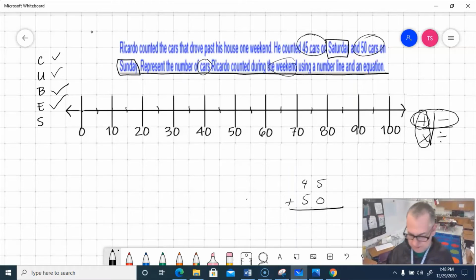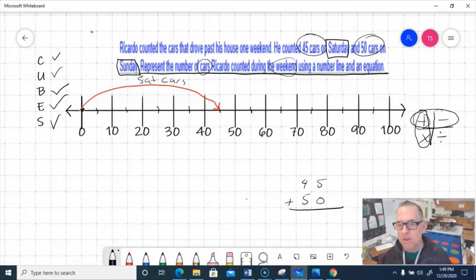So I'm going to represent that on my number line. Okay, and I'm going to start on 0. And I'm going to represent the cars he's seeing on Saturday. So I'm going to make a jump. I'm going to do that in red. Make a jump from 0 to 45. And that represents cars on Saturday. Okay, and I stopped on 45.